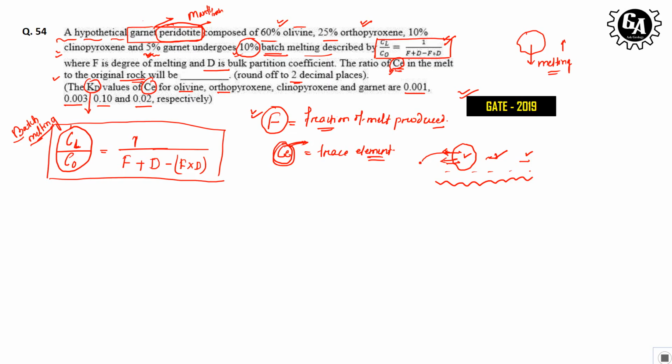So what will be the bulk partition coefficient? Partition coefficient, how it can partition, take part. So how will this bulk distribution coefficient be calculated? This D value, this D is the bulk distribution coefficient, or partition coefficient.